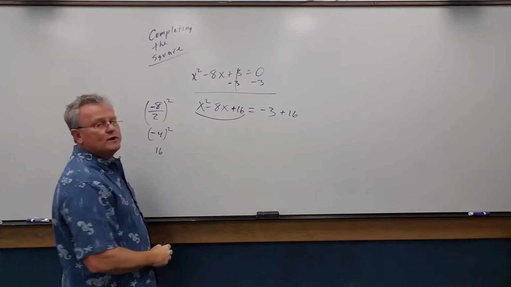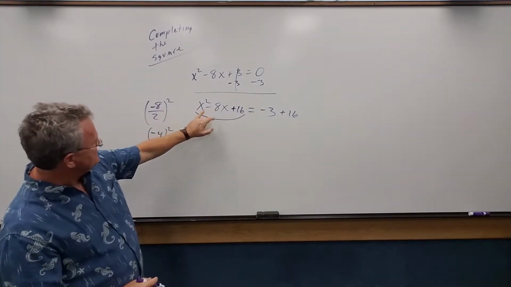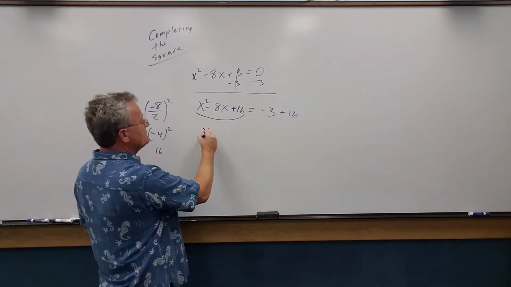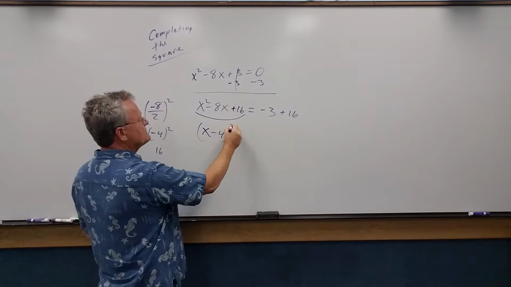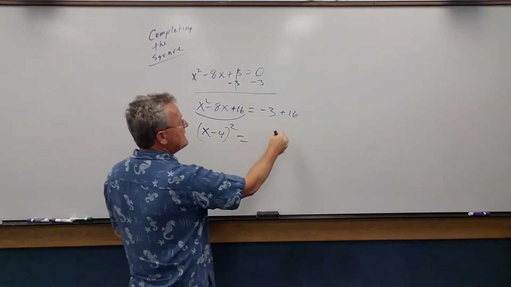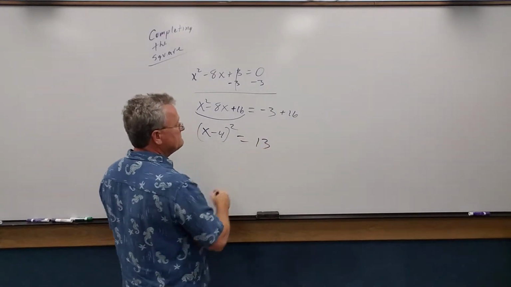This is always going to factor to x plus half of that number. The half of negative 8 is negative 4, and this factors to x minus 4 squared. On the other side, 16 plus negative 3 is 13.